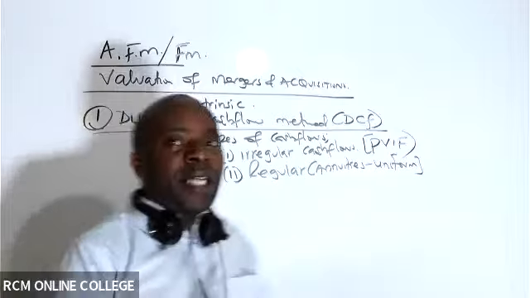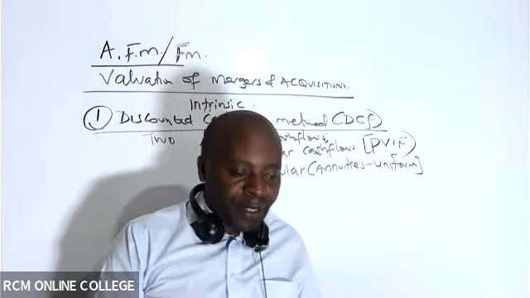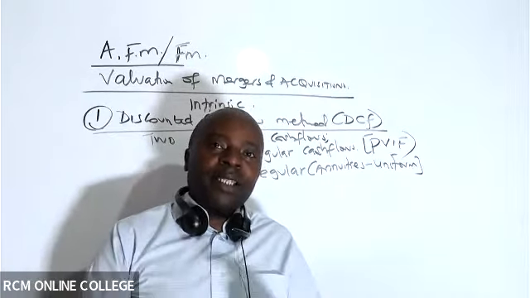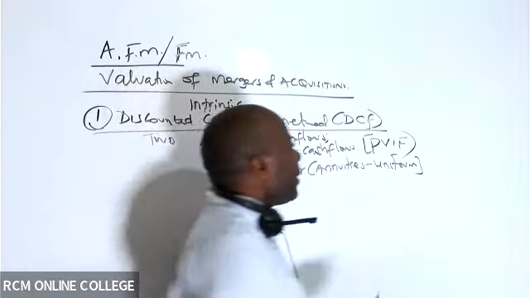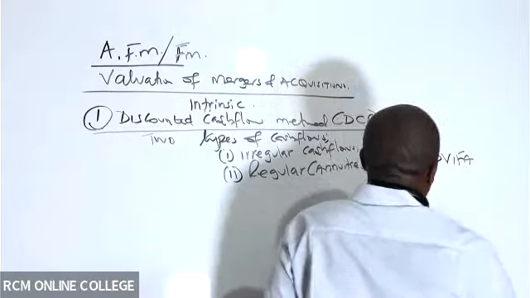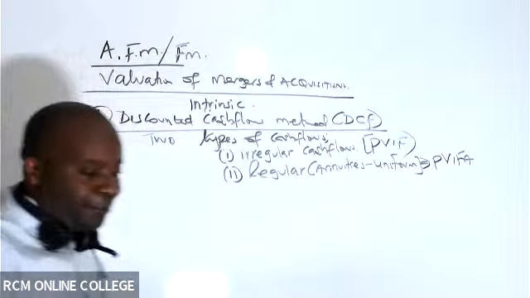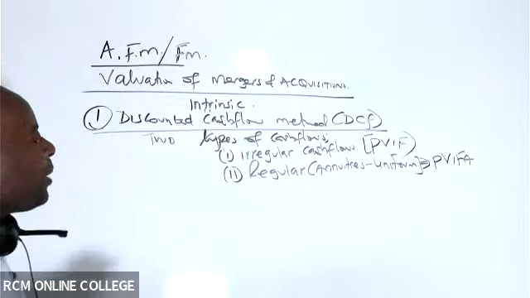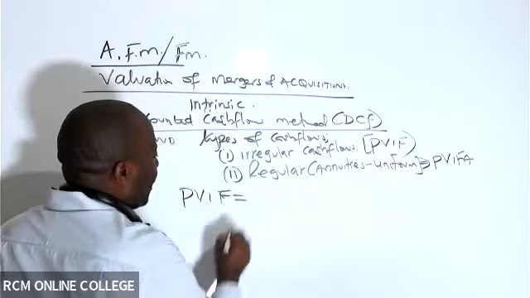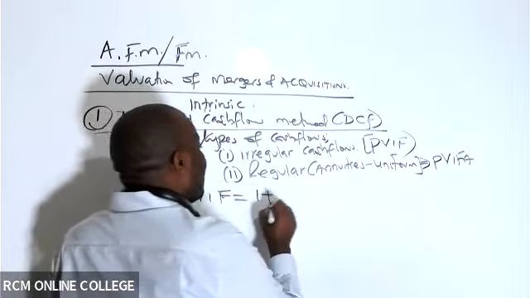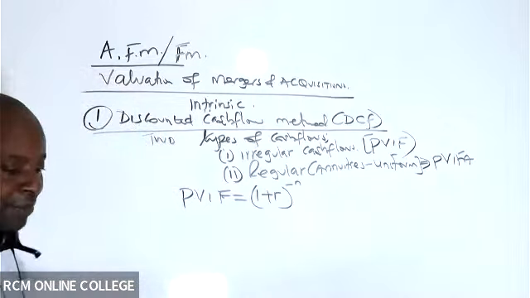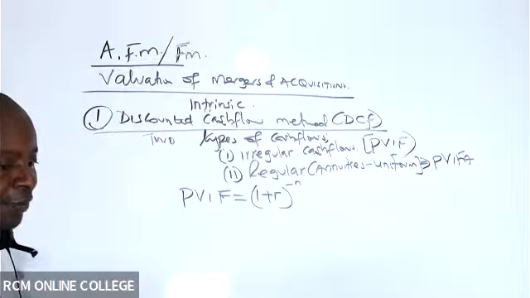Whenever cash flows are repetitive, whenever they are uniform, like today, for example, we have 10, next year 10, another year 10, to discount them we shall be using the present value interest factor of an annuity. My aim this morning is to remind you of the basic formulas. How do we get our present value interest factor? We take 1 plus r raised to negative n. This is the present value interest factor.